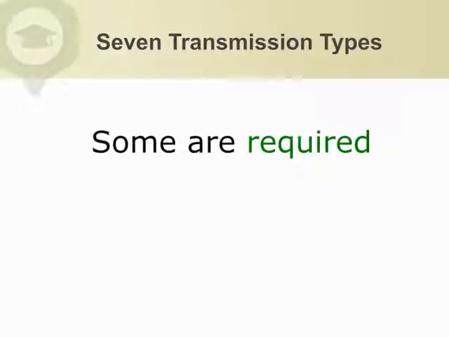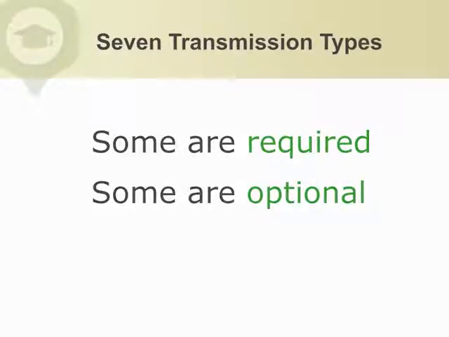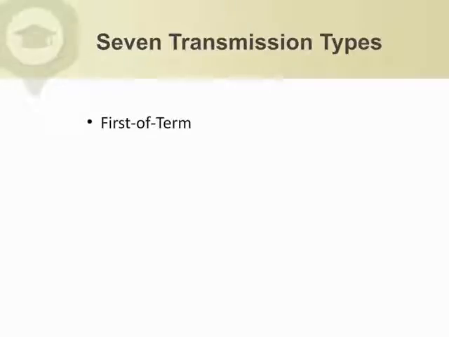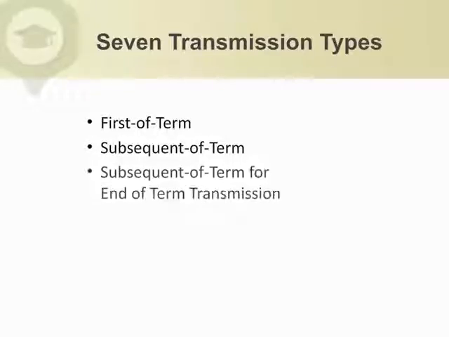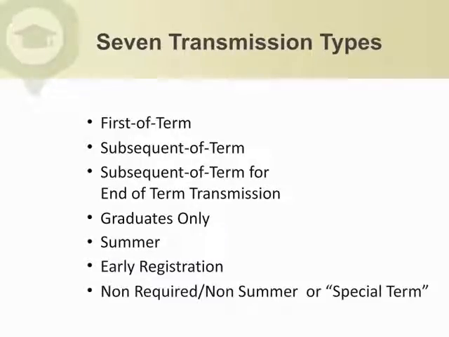There are 7 transmission types schools can send to the Clearinghouse. Some are required and some are optional. They are first of term, subsequent of term for end of term transmissions, graduates only, summer, early registration, and non-required non-summer, also known as special term.